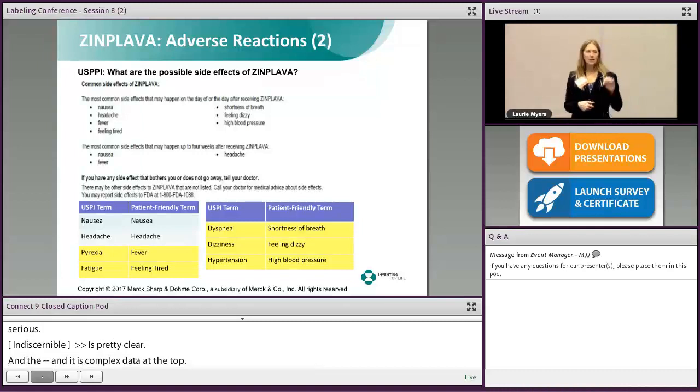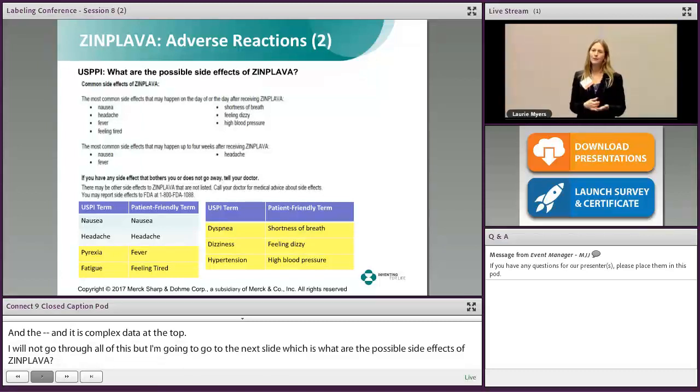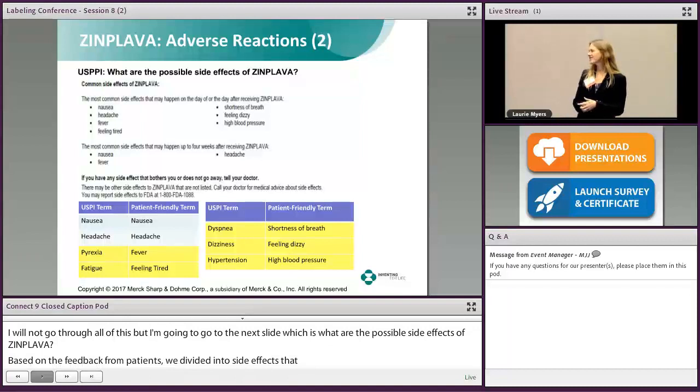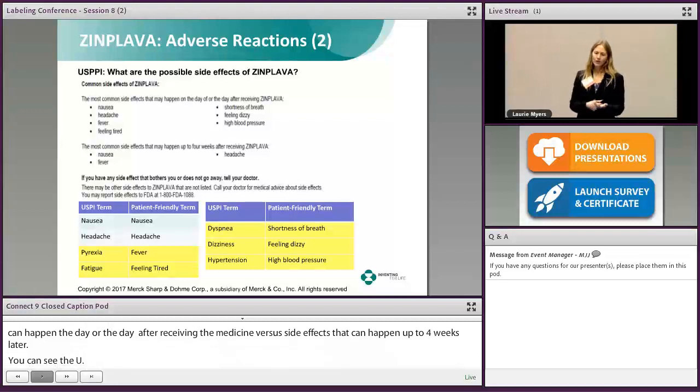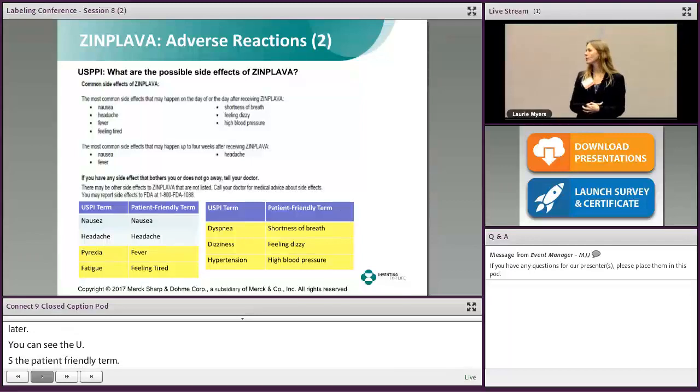Again, I'm not going to go through all this, but I'm going to go to the next slide, which is what are the possible side effects of ZINPLAVA? Based on feedback from patients, we divide it into side effects that can happen the day or the day after receiving the medicine versus side effects that can happen up to 4 weeks later. And you see our USPI term versus our patient-friendly term. So even over time, patients understand the word nausea. We weren't sure about that, but they do.